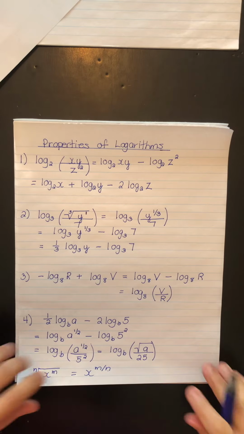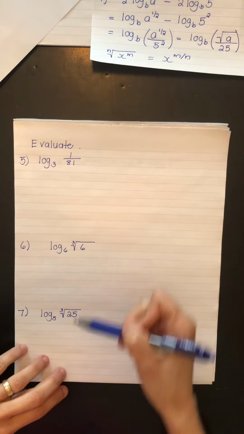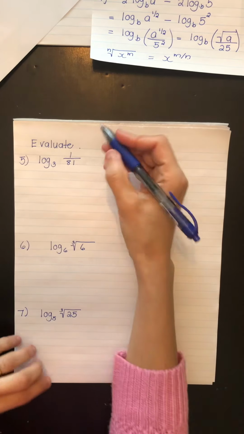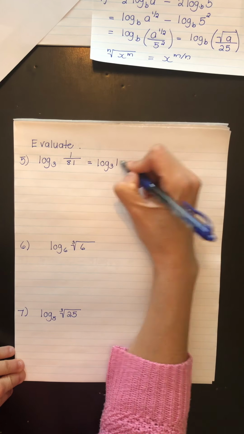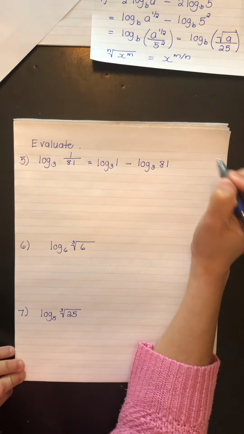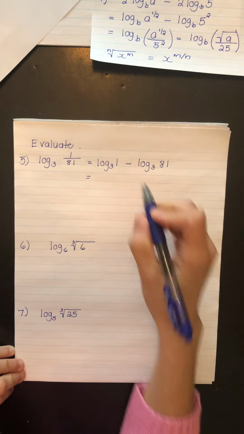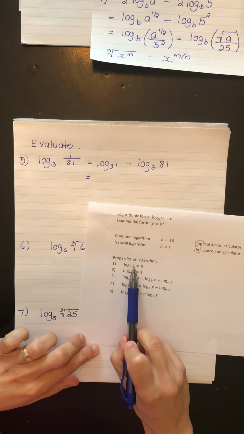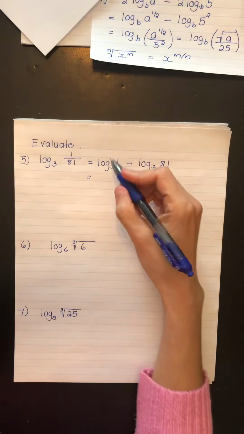Okay, let's continue with our examples. The next examples are going to actually allow us to get a numeric answer. So what we'll do first, since we have a quotient, this becomes a difference like that. Now, remember property 1. The log of 1, regardless of the base, is 0. So here we have 0.